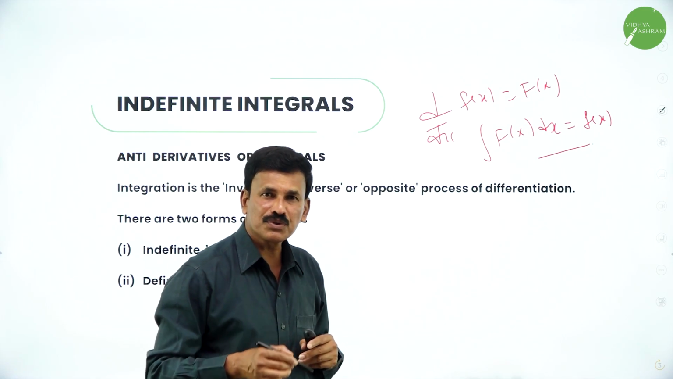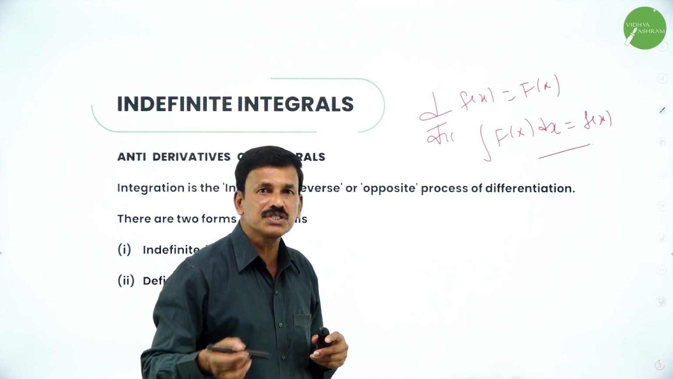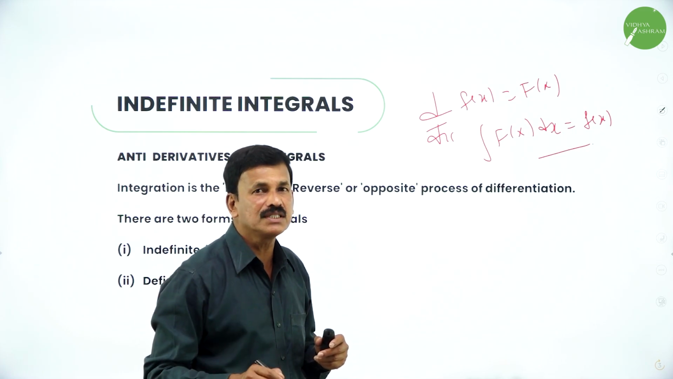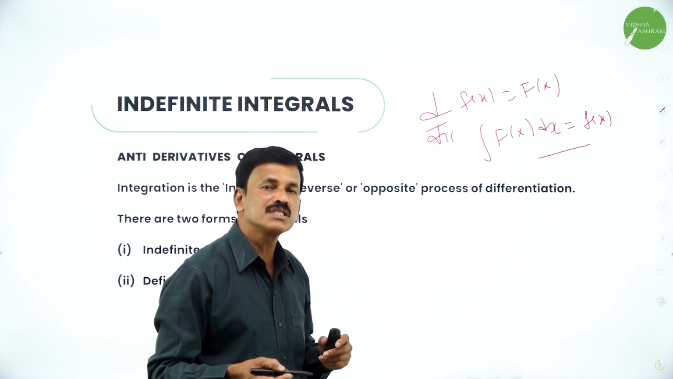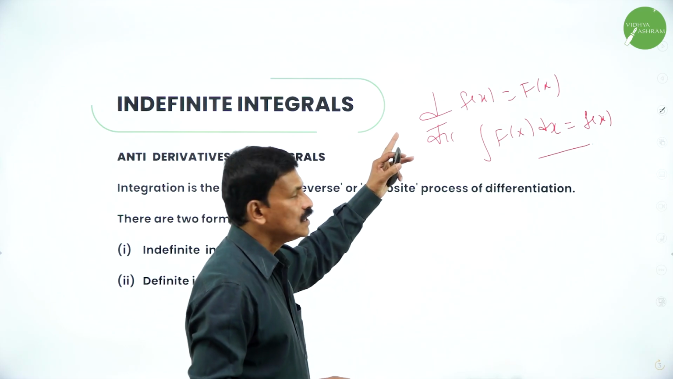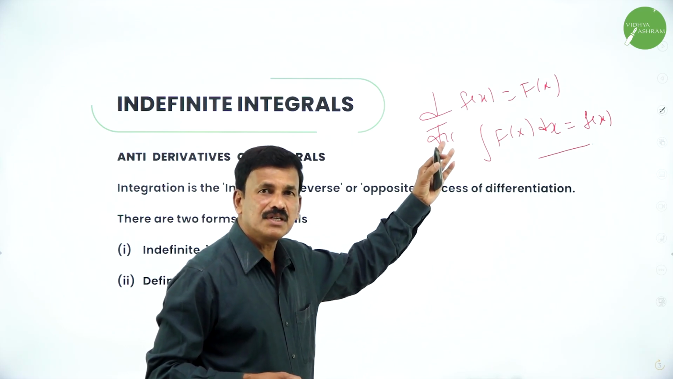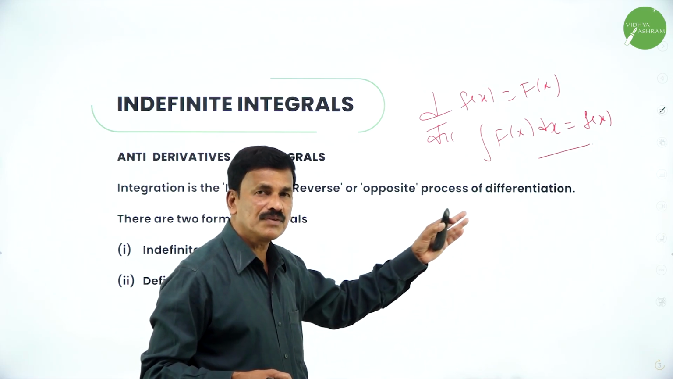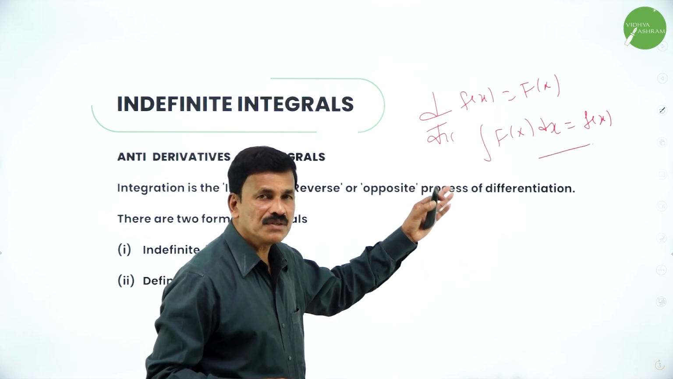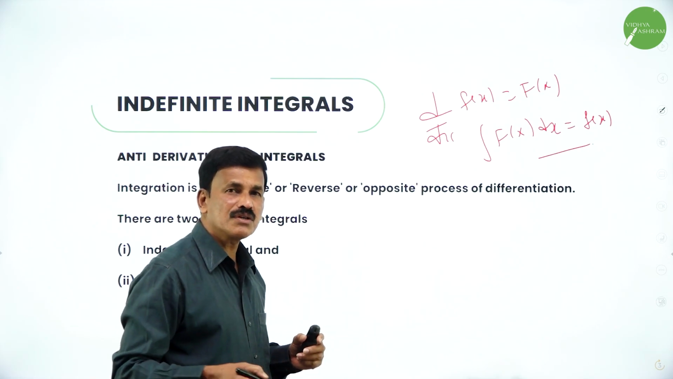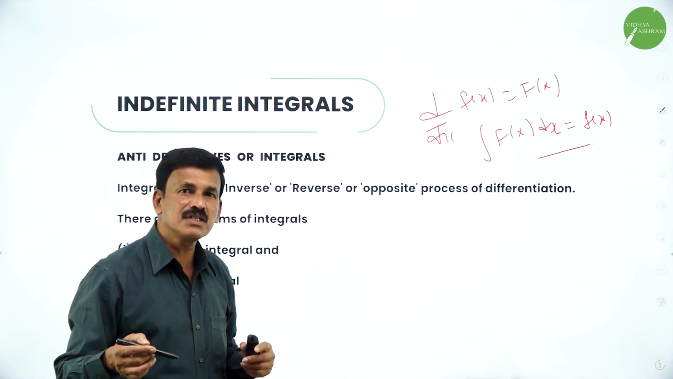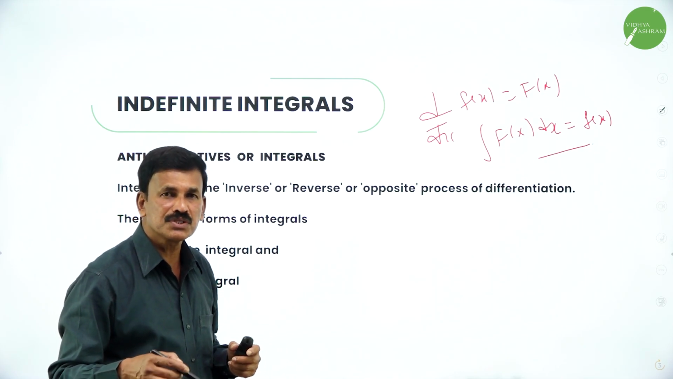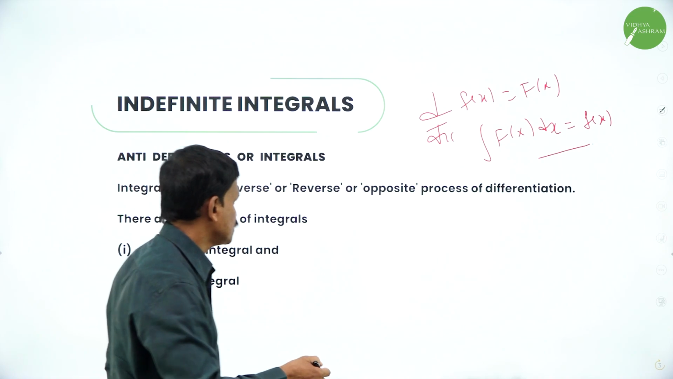That means the process of finding the function whose derivative is known is called integration. So if you differentiate f of x, the derivative of f of x is capital F of x. If you integrate capital F of x, you will get small f of x. So the process of finding a function whose derivative is known is integration. Therefore, integration is a reverse process or inverse process of differentiation.